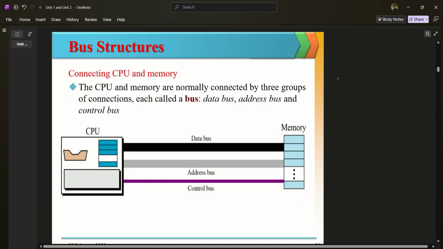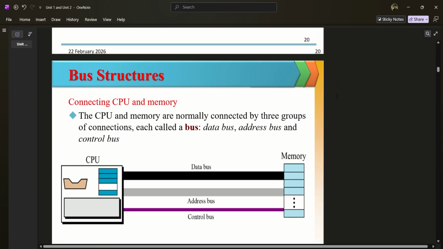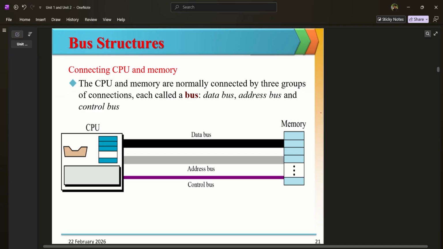We are at bus structure. Bus structures are the ones which connect any two components inside the computer, but especially they connect the CPU and the memory. There are three types of connections: data bus, address bus, and control bus.